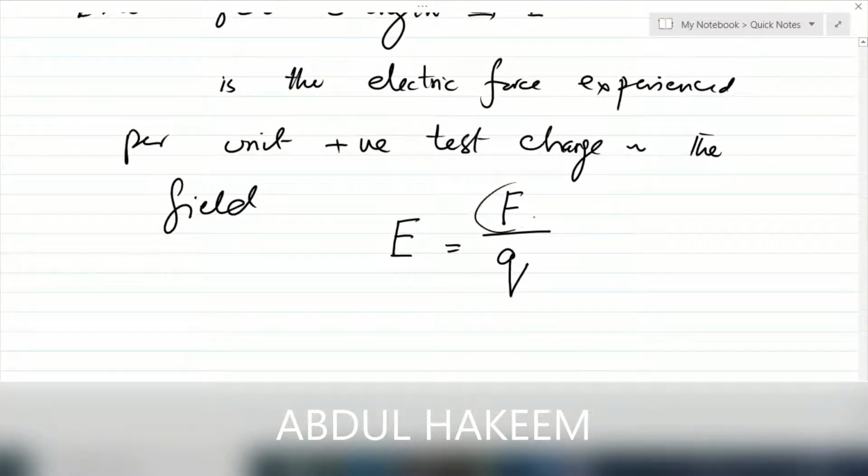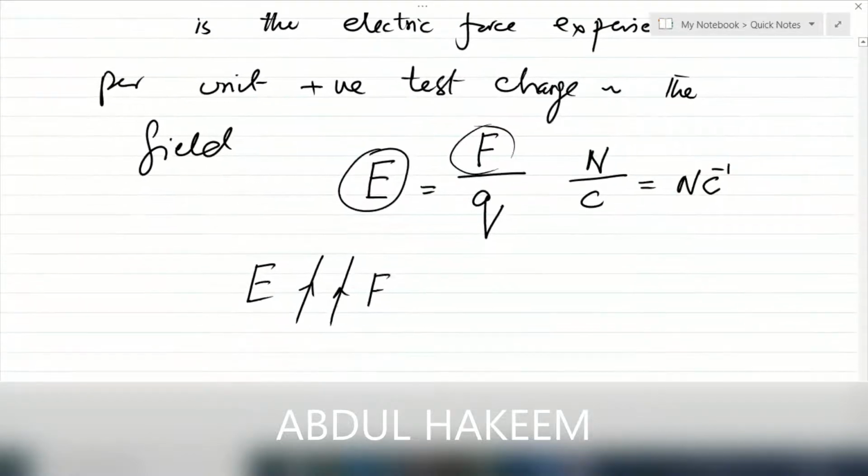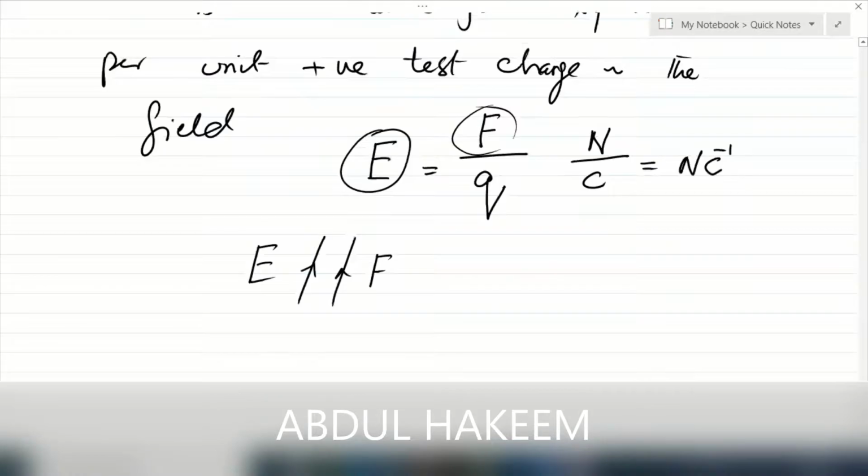Now, force and electric field strength both are vectors and both are parallel to each other. The force is measured in Newton, charge in Coulomb. So the electric field strength is measured in Newton per Coulomb.